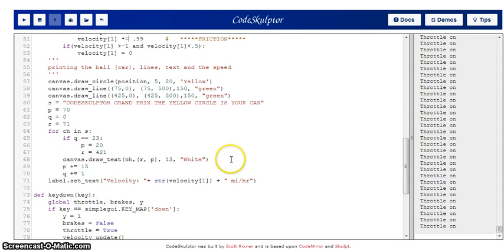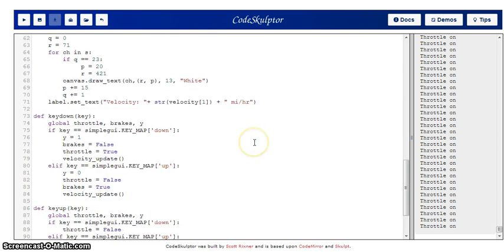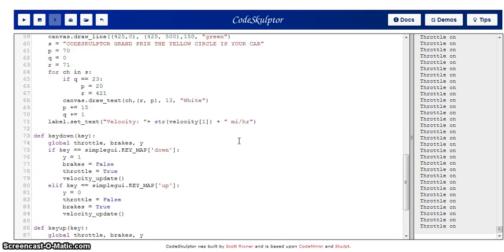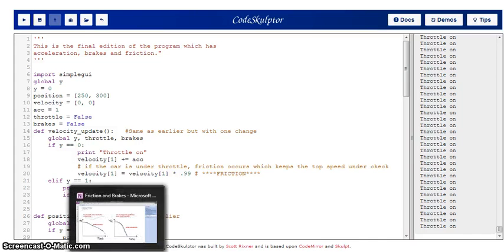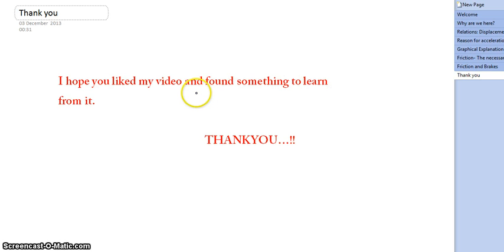The rest of the program is quite simple. This is used to print all the lines and the text on the canvas. I have my key down and key up handlers for reading which key I'm inputting, and that's the end of the program. With that, I would like to conclude the video, and I hope that you learned something from this video and you enjoyed it.